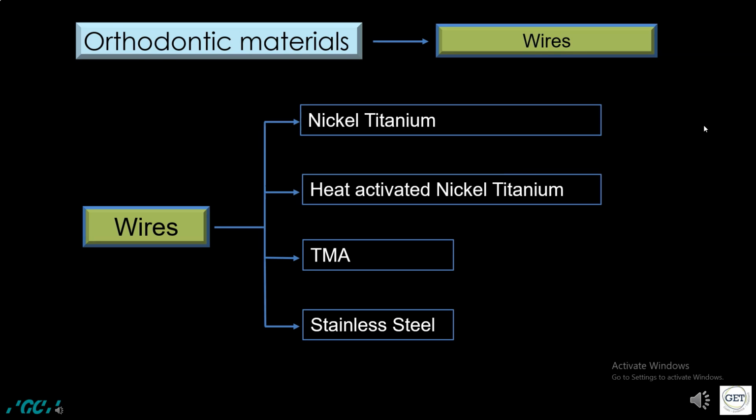Together with the brackets, wires are a basic and very important component for the execution of the orthodontic treatment. The four most common wire types used in orthodontics are nickel titanium wires, heat-activated nickel titanium, TMA, and stainless steel. The nickel titanium wires are flexible wires with shape memory characteristics, which provide a constant deactivation force and are best suited for the initial stages of the treatment. The new generation of thermal nickel titanium wires made possible new concepts and approaches to the treatment stages of the orthodontic treatment.